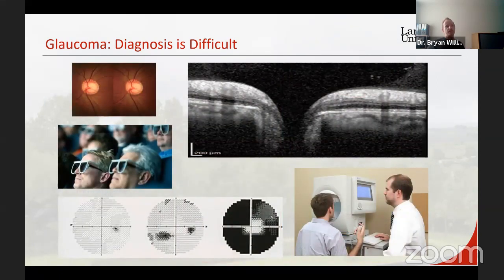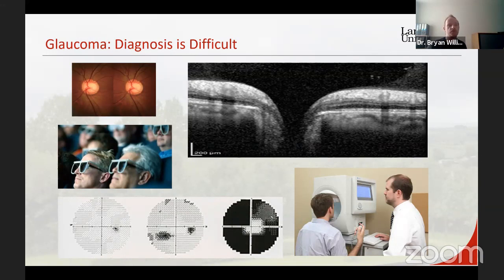Okay. So this is why we have this whole raft of diagnostic tools that come into play. So we've got stereoscopic imaging, where clinicians can put on their 3D vision goggles to try to get an understanding of the 3D profile of the optic disc. We've got on the right an OCT, so we've got a tomographic image of the optic disc, where we can look at maybe the thickness of the nerve fiber layer, and we can identify the drop-off a bit more accurately.